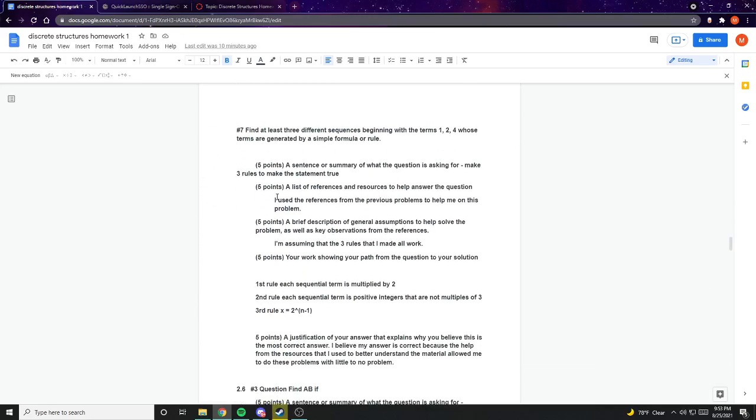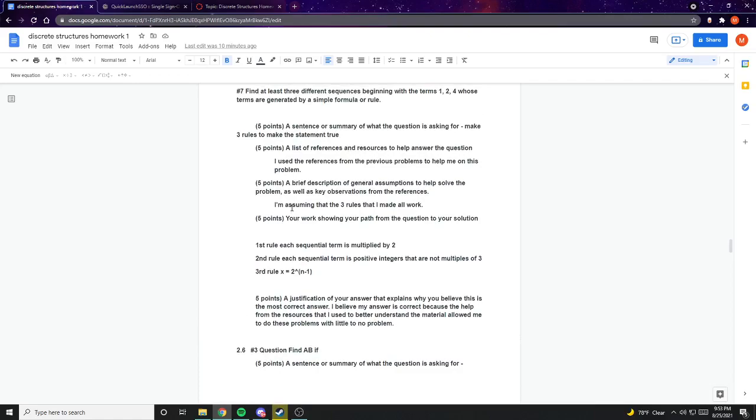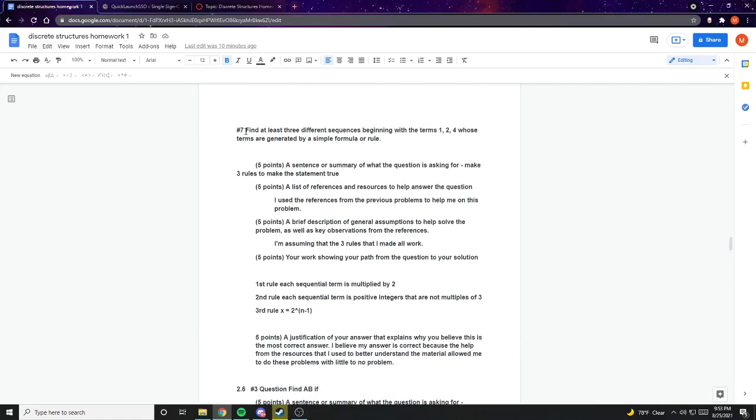Number 7, which I think is the last one of this one. Find at least 3 different sequences beginning with terms 1, 2, 4, so basically we're going to be making 3 rules to make the statement true. A list of references: I used the references from the previous problems to help me with this one, and I used the book to help me with some of the sequential terms, like x equals 2 to the power of n minus 1.